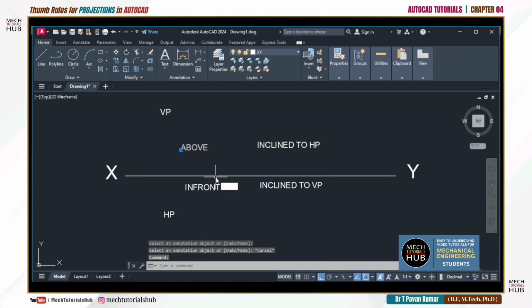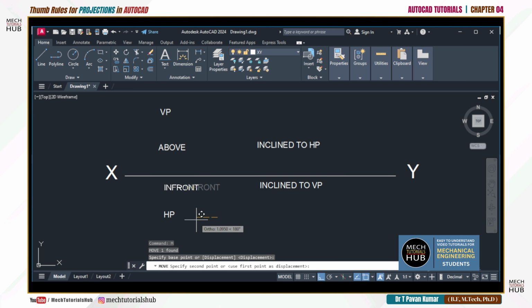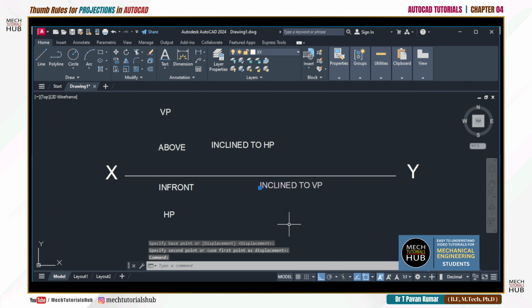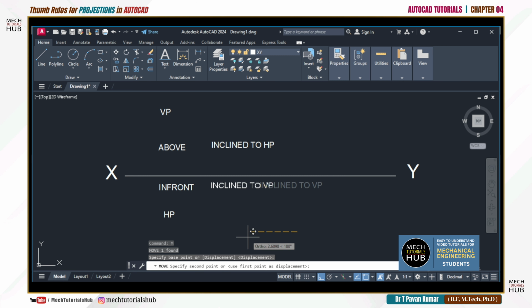I'll select, move, enter. I'll move to some distance. Select, move, M, enter. I'll move it here. Select, M, enter. I'm trying to keep all the text aside. Auto off.